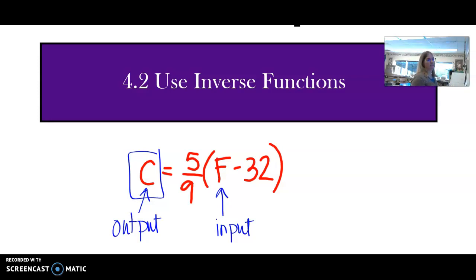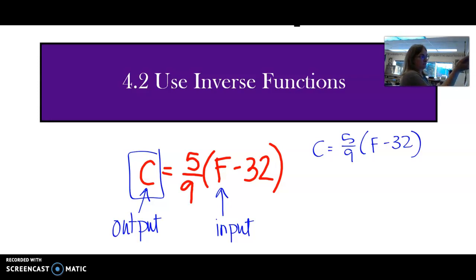So let's rearrange this. Let's solve this equation for F instead of for C. So I start with 5/9 times F minus 32. To solve this for F, we want to undo the operations. We're taking F, subtracting 32, and then we take that result and multiply by 5/9. Well, to solve it, we do everything in reverse order with the reverse operation. So instead of multiplying by 5/9, we divide by 5/9. When you divide by 5/9, it's the same thing as multiplying by the reciprocal.